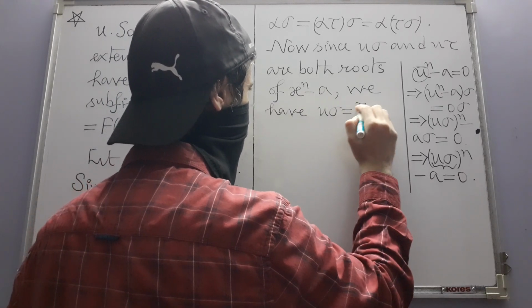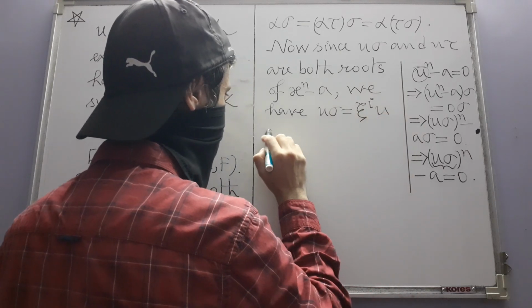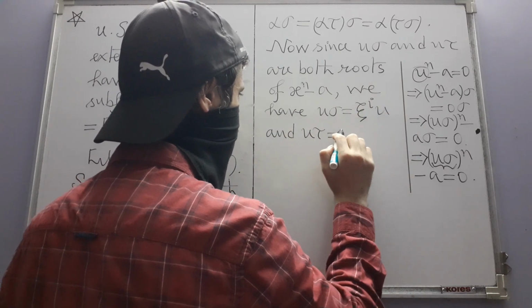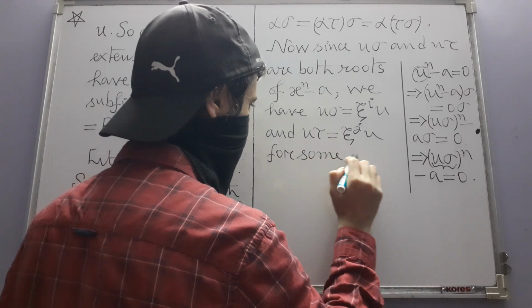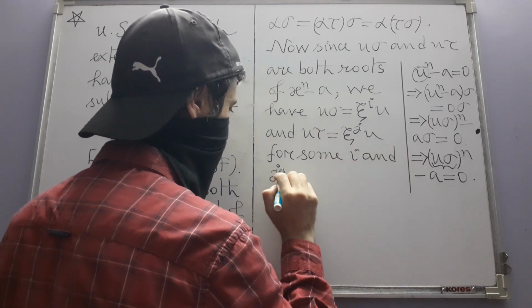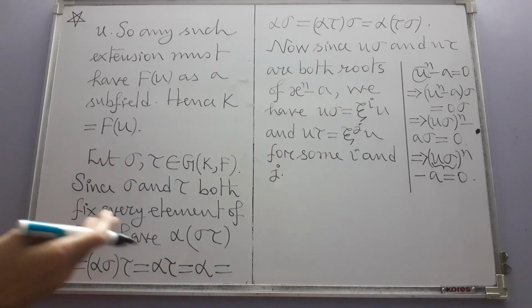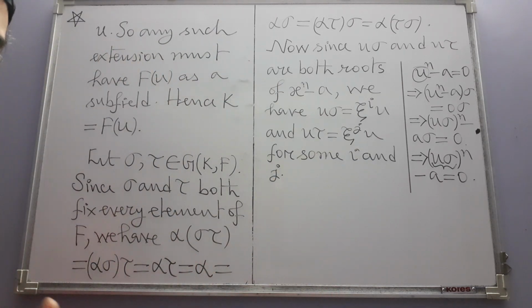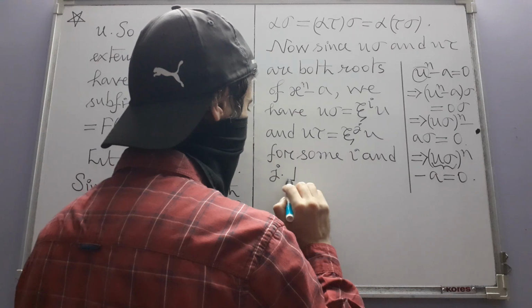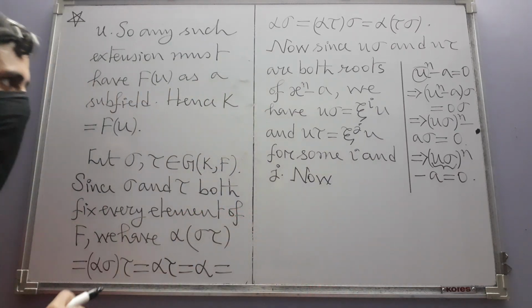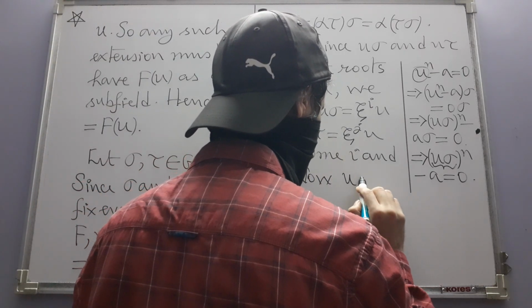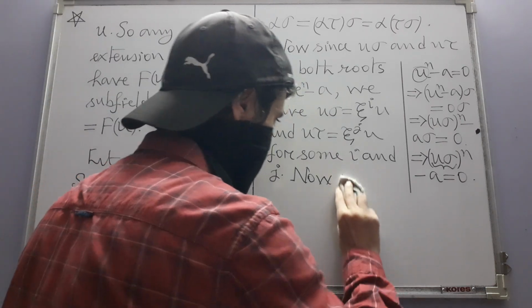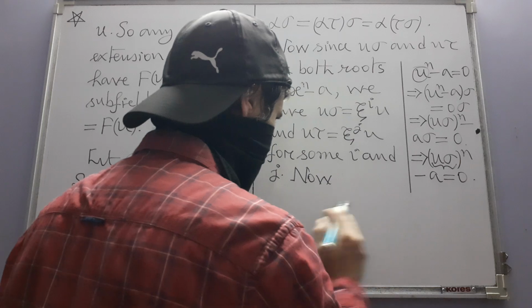u sigma is equal to xi to the power i u, and u tau is equal to xi to the power j u, for some i and j. We know what the conditions on i and j are, but that's not a very big deal. There is no need to write those things again. Now we can calculate u sigma tau and u tau sigma. Let me do the calculation in the middle like this. That way it will look nice.